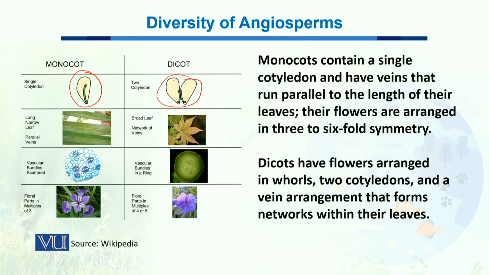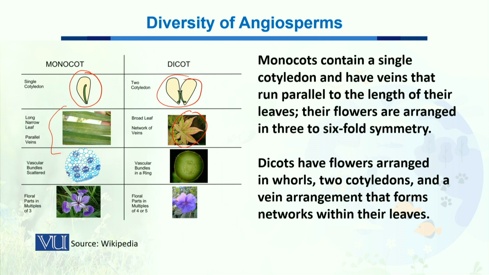And when we talk about the leaf structures, monocots have narrow leaves and their veins are parallel to each other, while dicots have broader leaves and those leaves have a network of veins running through them.